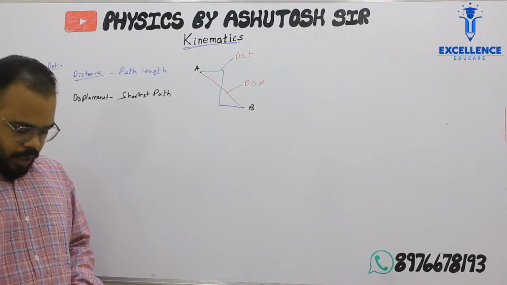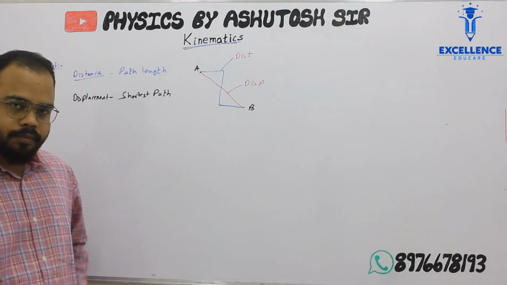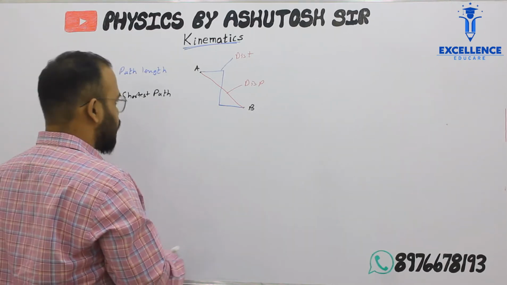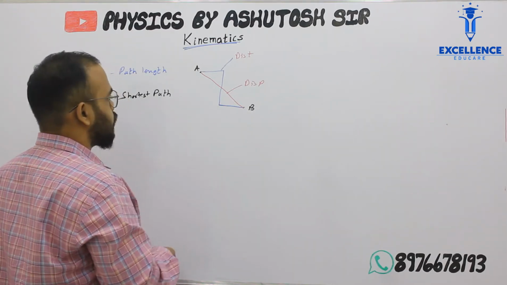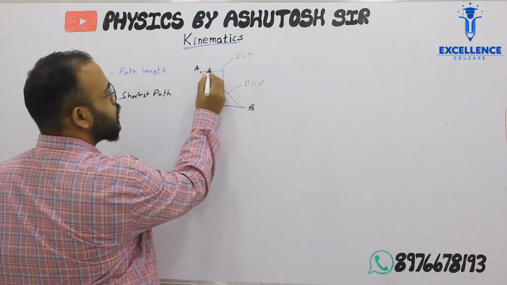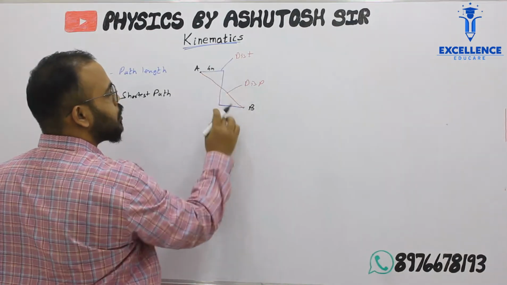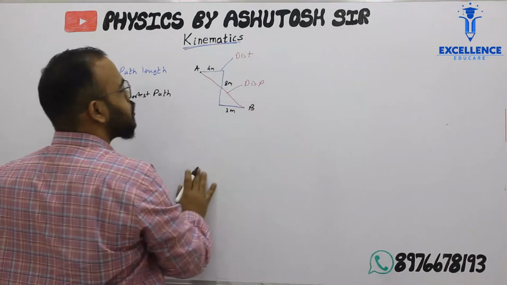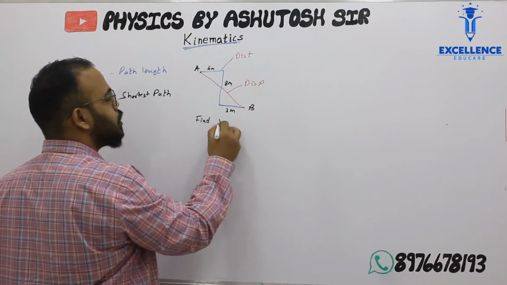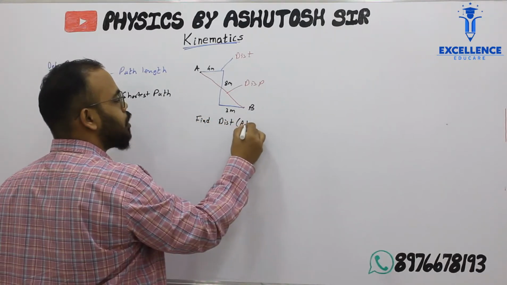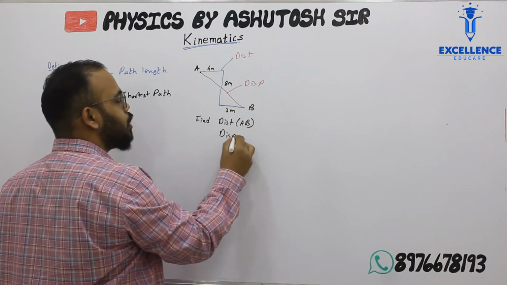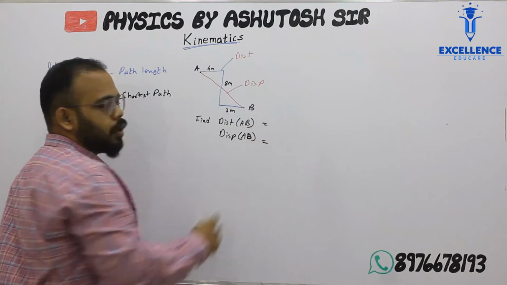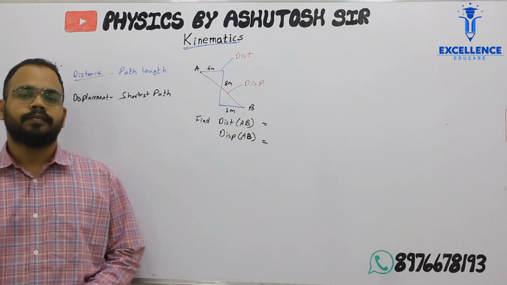Let's set some numerical values and try to solve one sum. This is 4 meters, this total is 8 meters, and this is 3 meters. So you have to find the distance from A to B and the displacement from A to B. You can pause the video and try attempting this sum.